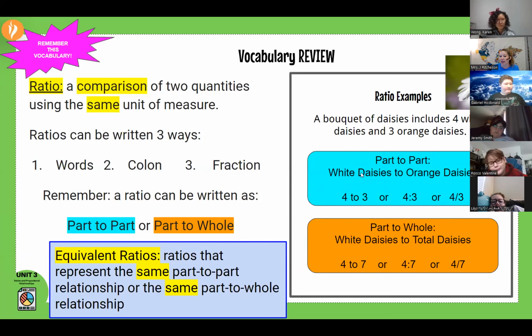So since we said white daisies first, our first number must be 4 because there's 4 white daisies. And since orange daisies was mentioned second, the second number must be 3 because there's 3 orange daisies. So if I said, what is the ratio of white daisies to orange daisies? And you told me 3 to 4, that would be incorrect. So the order of the numbers and the order of the words must match.